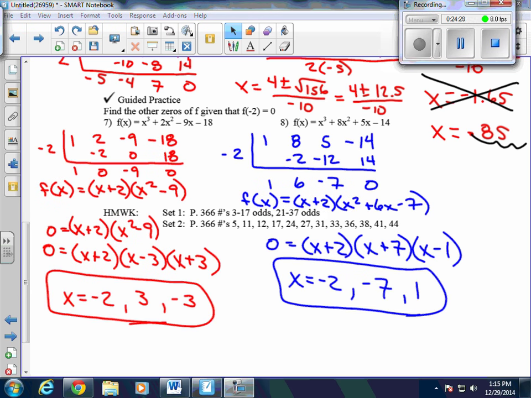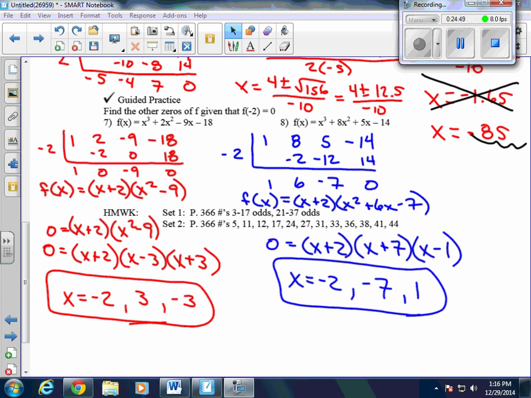And here are the answers to the two guided practice questions, number 7 and 8. Notice using synthetic division, we plugged in negative 2. That's one of the zeros. We got a remainder of 0 on both of them. Then we factored these. We made sure to factor completely. Then we used the zero product property to find out what the zeros were.